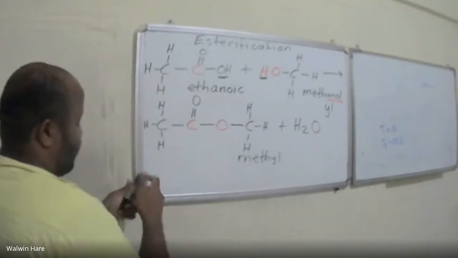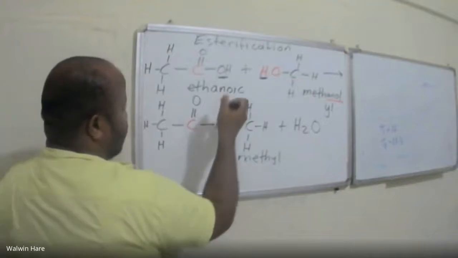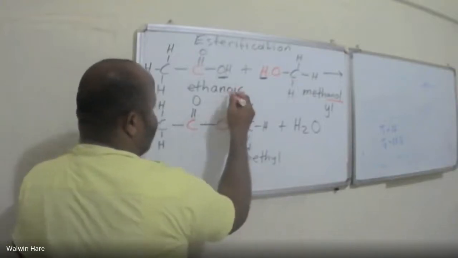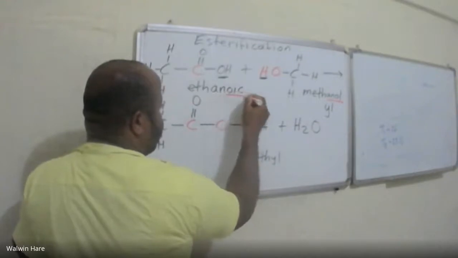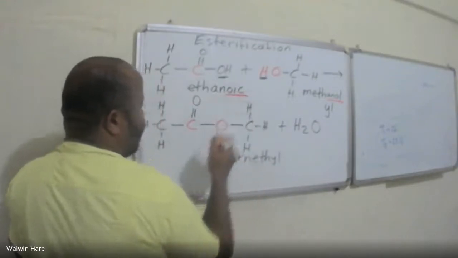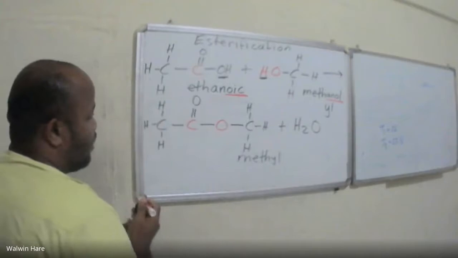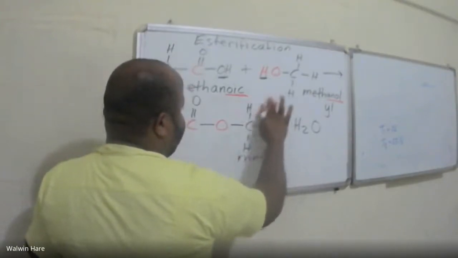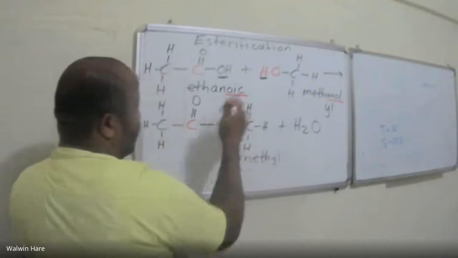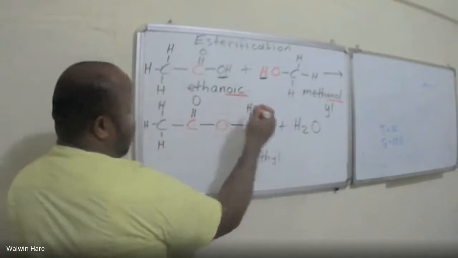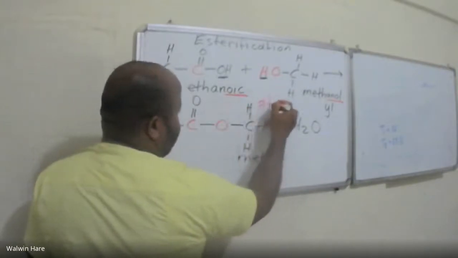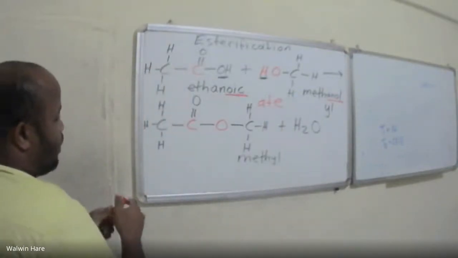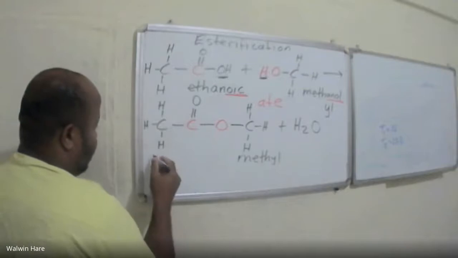For the carboxylic acid, ethanoic, the -oic portion, we're going to remove that portion and replace it with -ate. So the -oic, we're going to replace it with -ate. So that means the acid portion, it would be called what?